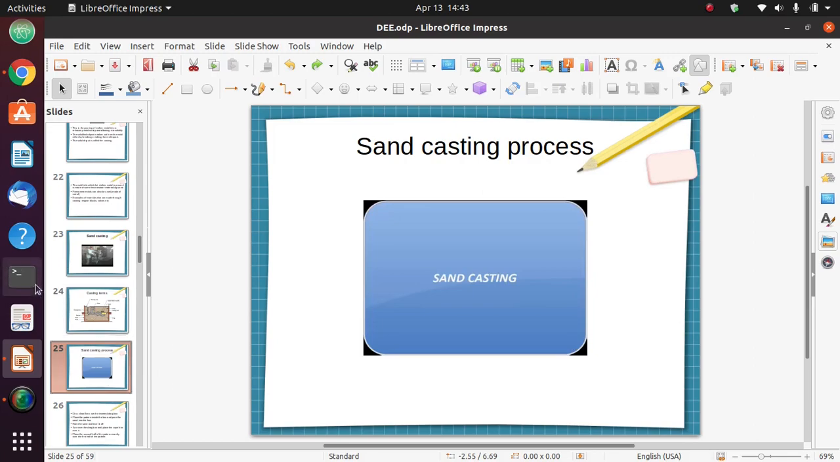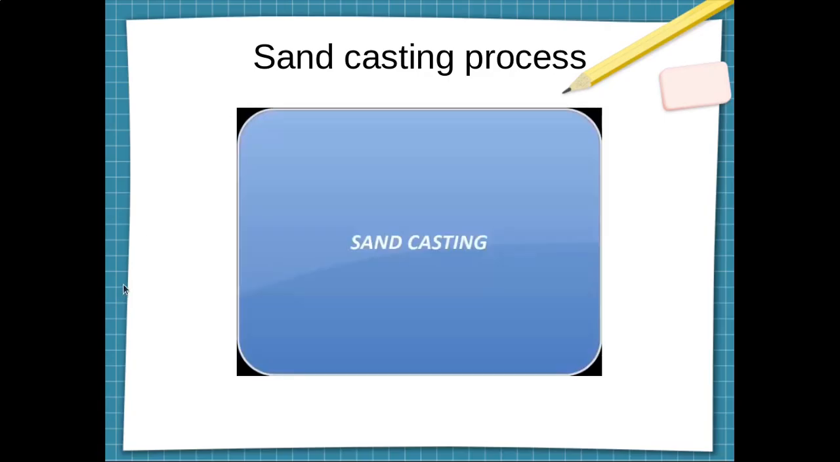Now let us see the process. There is a particular process we follow in sand casting.